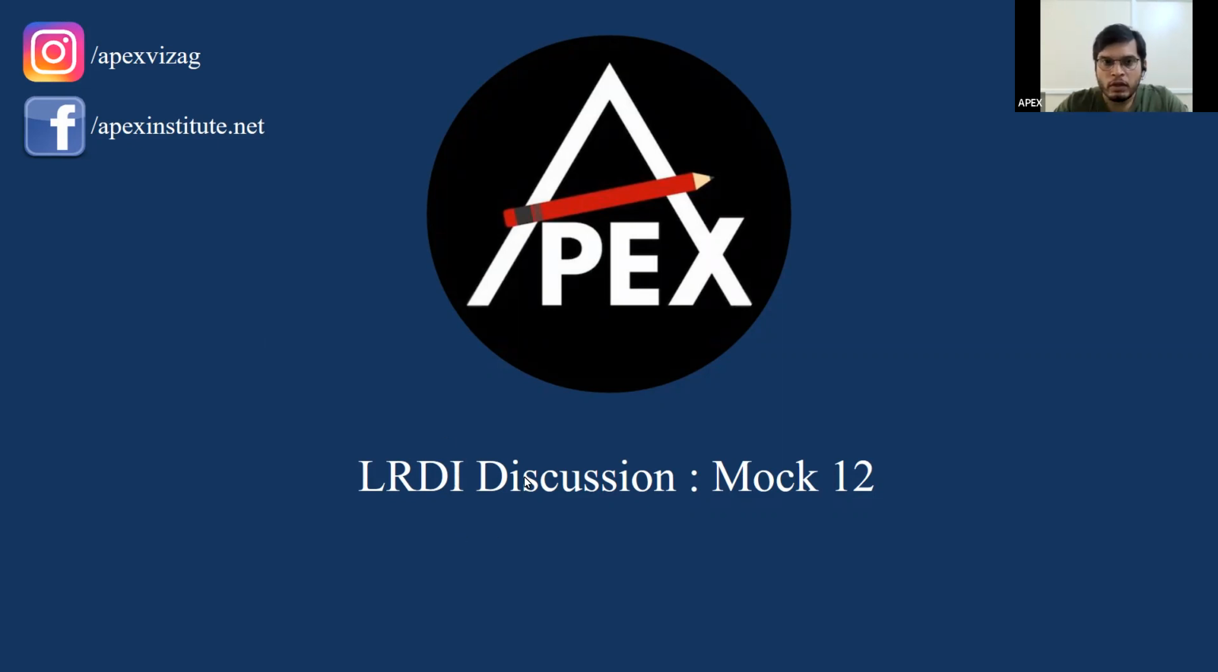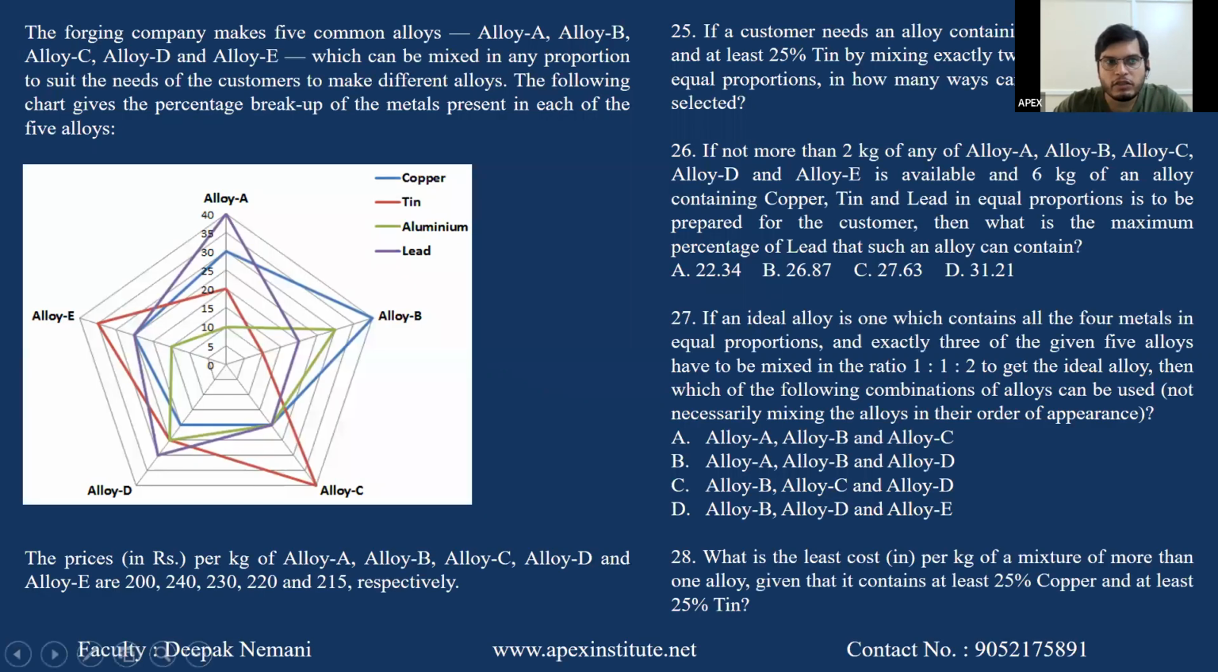Coming to the first set of the section. Some company makes 5 common alloys, alloy A, B, C, D, and E, which can be mixed in any proportion to suit the needs of the customers to make different alloys. The following chart gives the percentage breakup of metals present in each of the 5 alloys. We have 4 different metals here: copper, tin, aluminum, lead, and we are given the percentage distribution of these 4 metals in these 5 alloys. We are also given the prices per kg of each alloy A, B, C, D, and E.